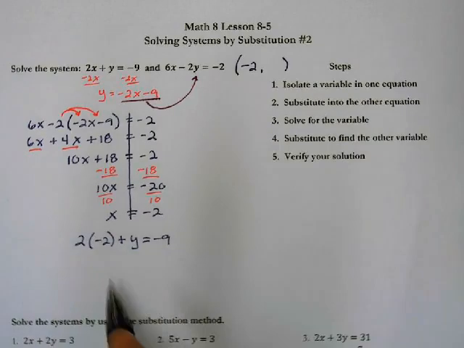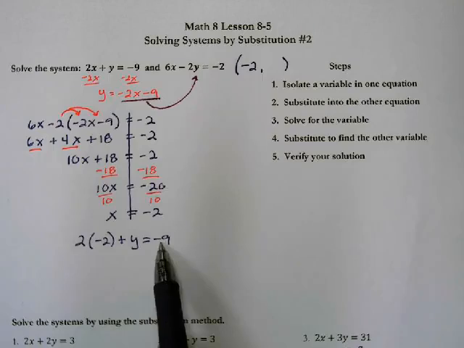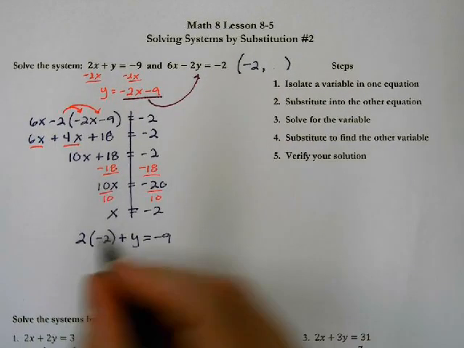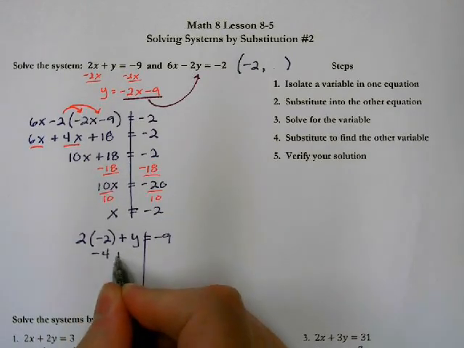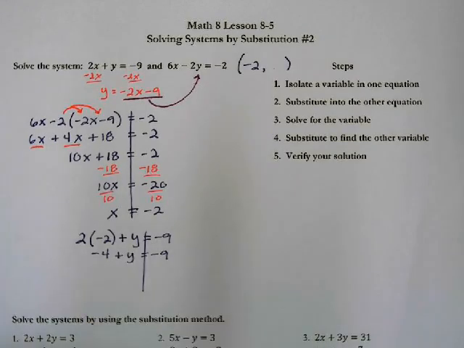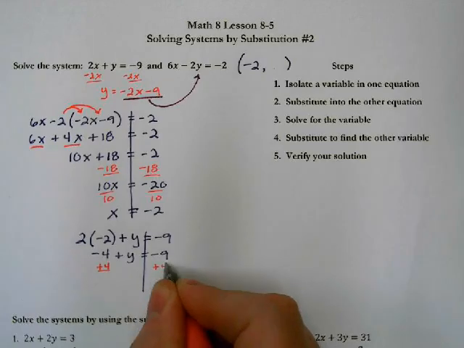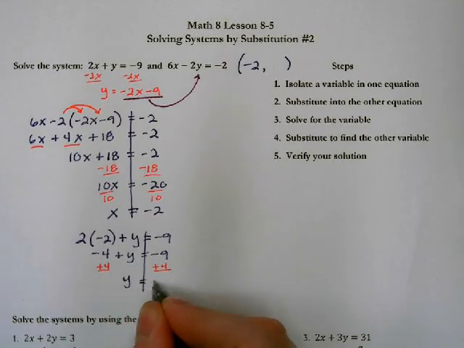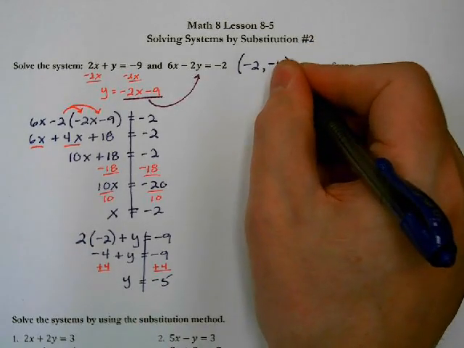So I have substituted negative 2 in for x, and now I can solve for y, because I need the y value right here. So 2 times negative 2 is negative 4, plus y equals negative 9. I'm going to add 4 to both sides, and I get y is equal to negative 5. All right, I believe my answer is negative 2, negative 5.